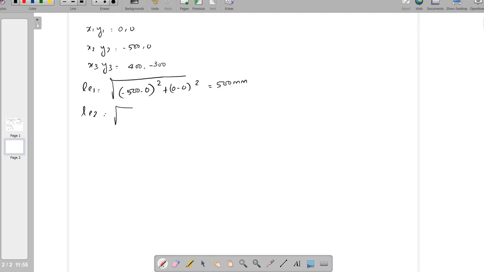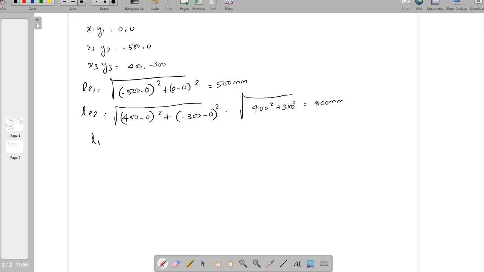LE2 is root of x3 minus x1. So 400 minus 0 the whole square plus y3 minus y1, minus 300 minus 0 the whole square. So it is root of 400 square plus 300 square. It is also 500 mm. So now LE1 and LE2 are calculated.